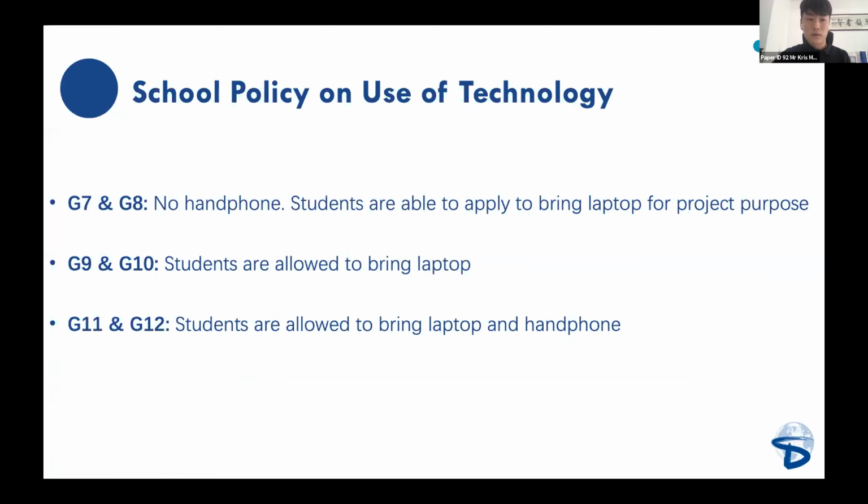From grade 7 to grade 8, students are not allowed to bring handphones, but they can apply to bring a laptop, mainly for project purposes only. From grade 9 to grade 10, students are allowed to bring a laptop, but still not handphones. In grade 11 and grade 12, students are allowed to bring laptops and handphones because the syllabus needs them to bring technologies.